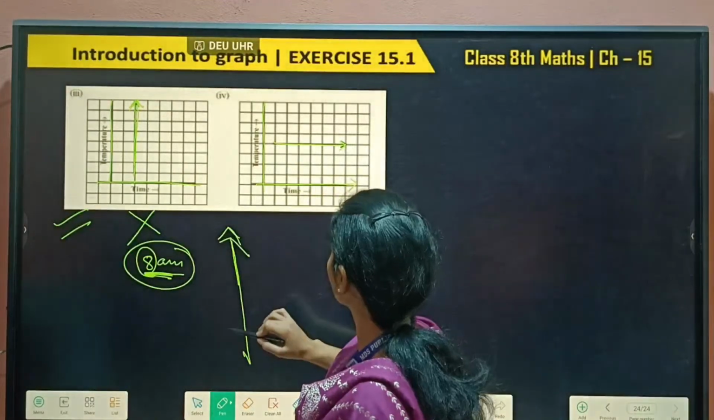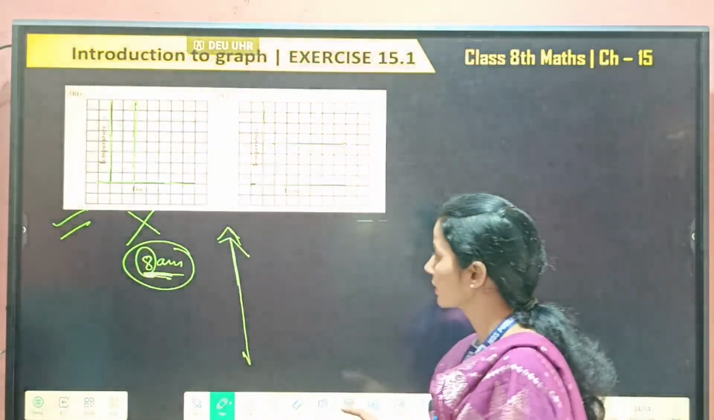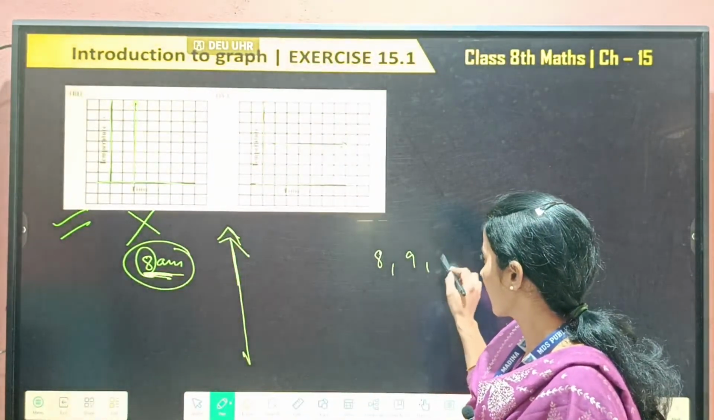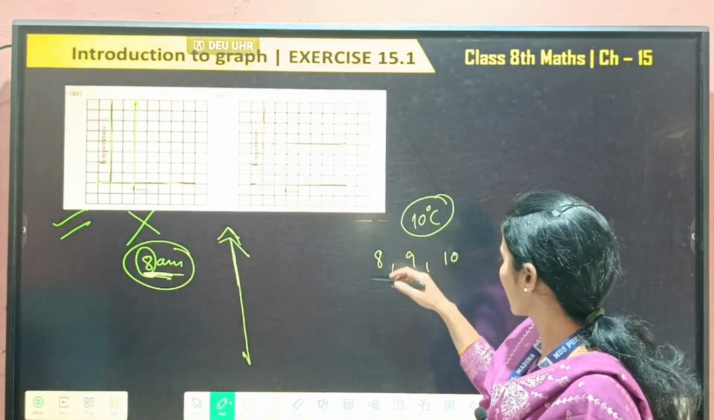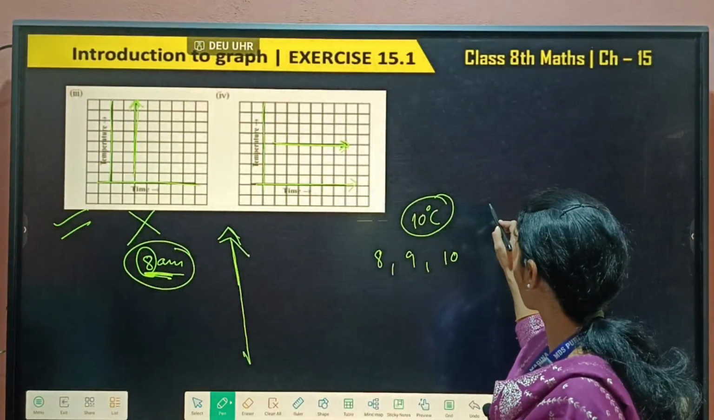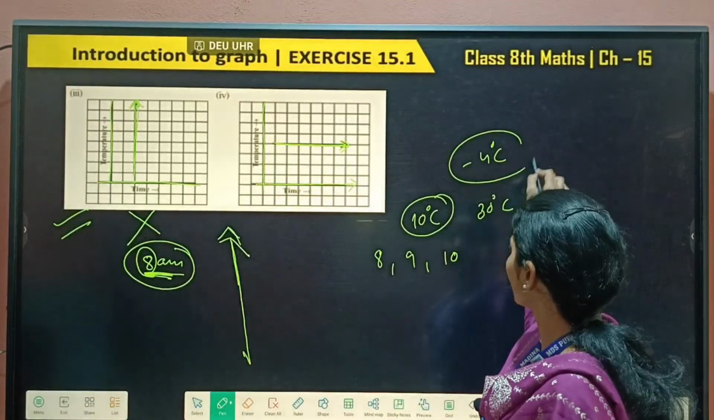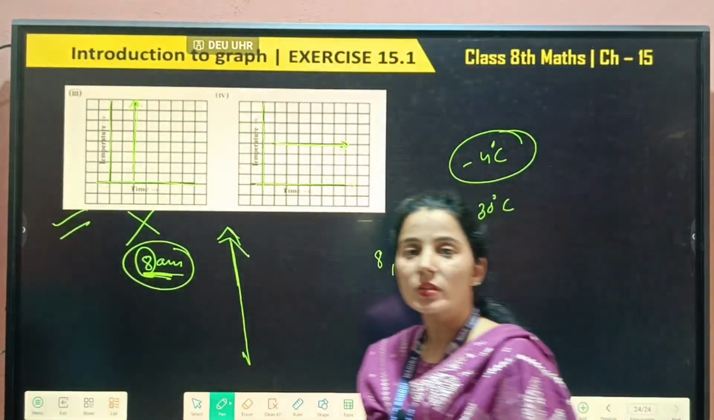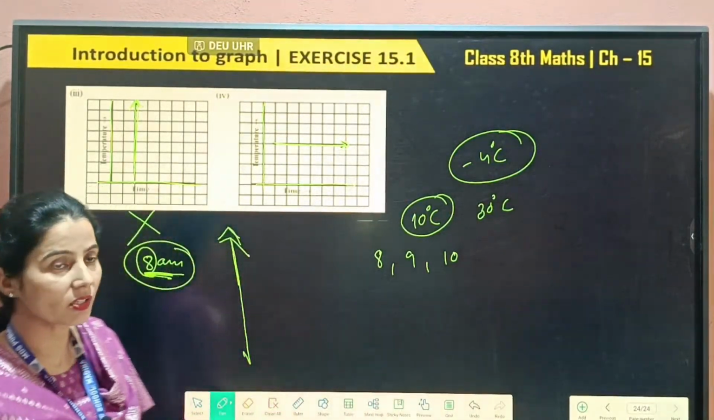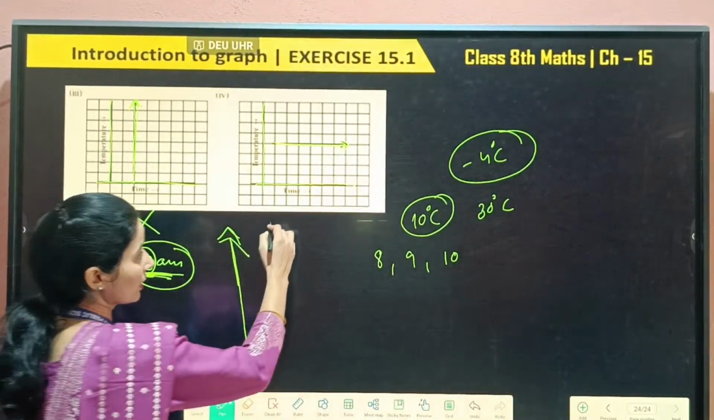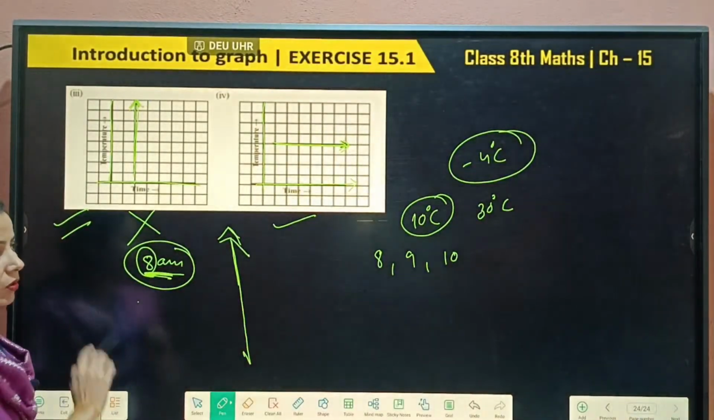As time is increasing, the temperature is constant. Sometimes we can see at 8 a.m., 9 a.m., 10 a.m. the temperature is, suppose, 10 degrees Celsius, or in a different area 30 degrees Celsius or minus 4 degrees Celsius. So this can be possible when time is increasing but the temperature is constant. Such a possibility exists, means this graph exists, but the other graph does not.